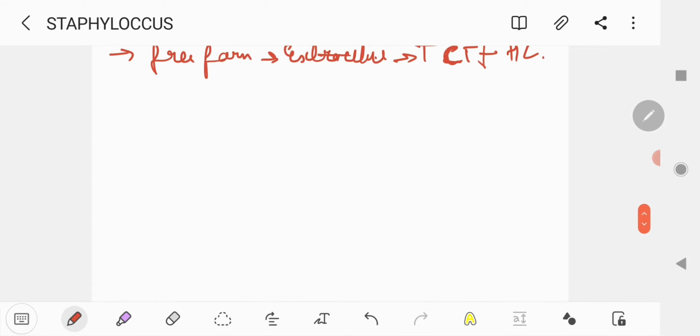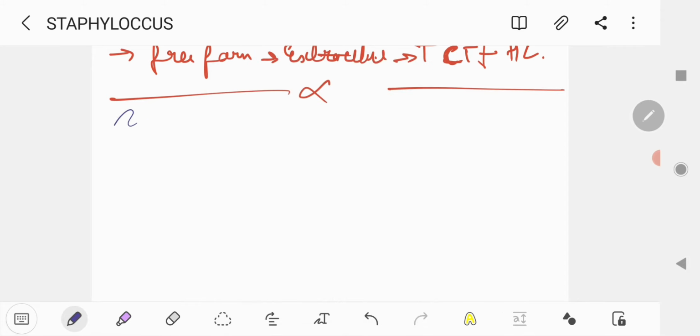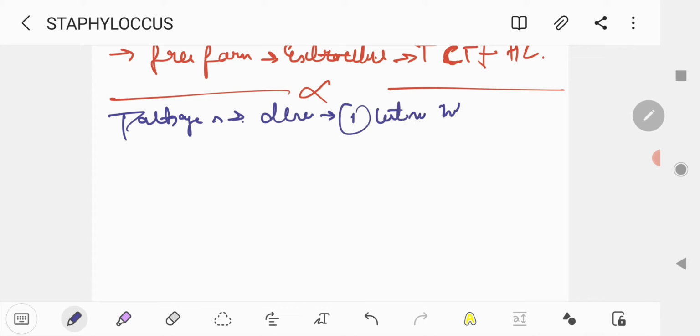Okay, now I come to the pathogenesis of this organism. In the pathogenesis, there are many diseases which Staphylococcus aureus will show. First is the cutaneous infection, for example pustule and boil. Okay.